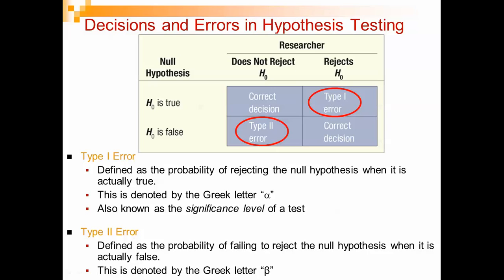So type 1 error is defined as the probability of rejecting the null hypothesis when it's actually true, and it's denoted by the Greek letter alpha. It's also known as the significance level of a test when we use significance level. And the type 2 error is defined as the probability of failing to reject the null hypothesis when it is actually false, and this is denoted by the Greek letter capital beta.